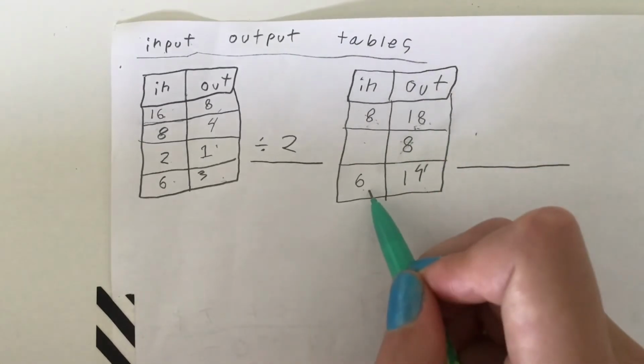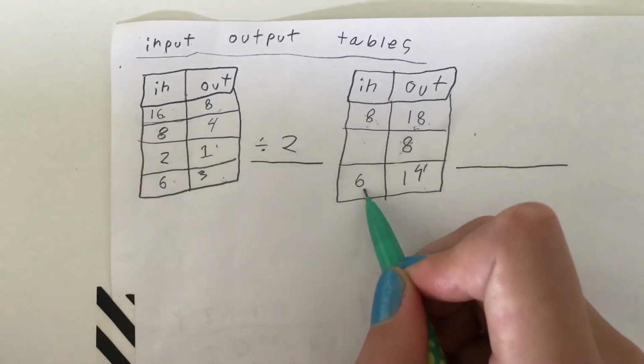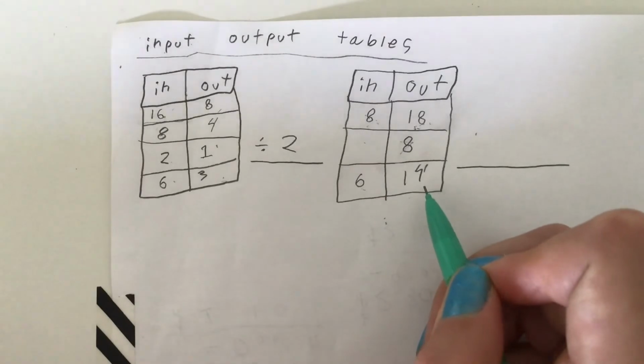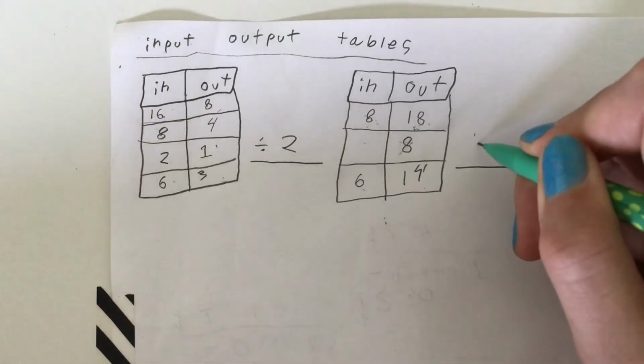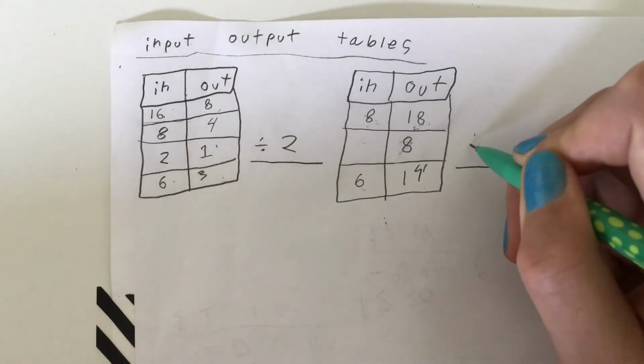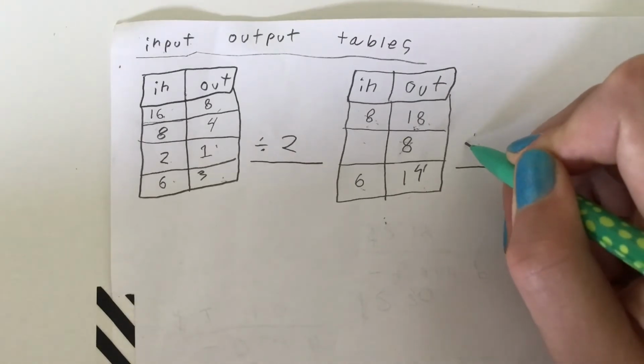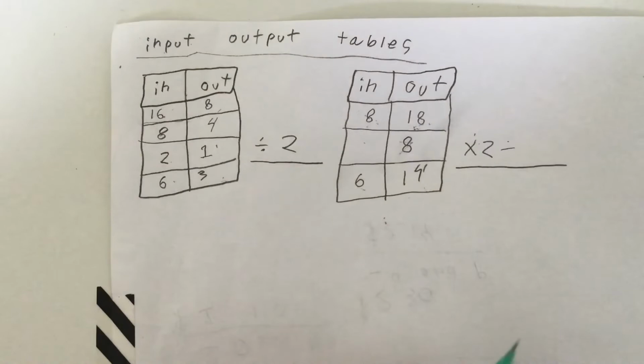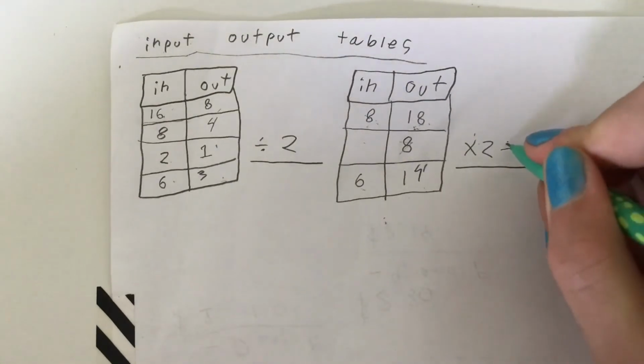Okay, would that work with this? Multiply 6 by 2, which is 12, and add 2 onto it. Okay, so you multiply it by 2 plus 2.